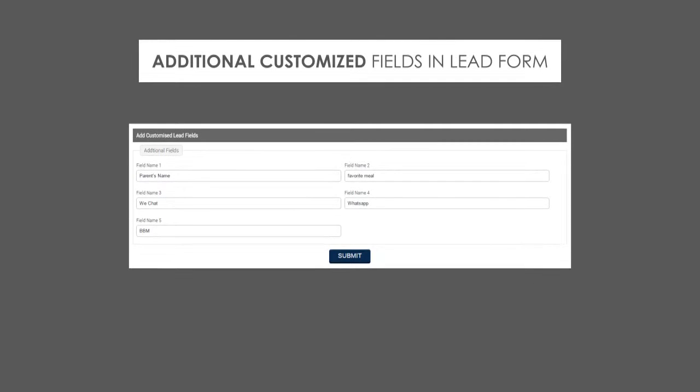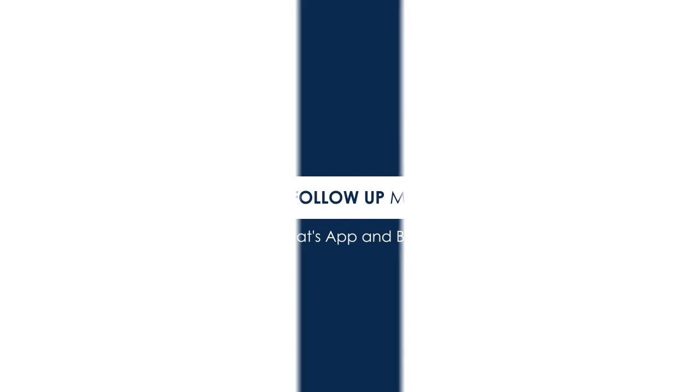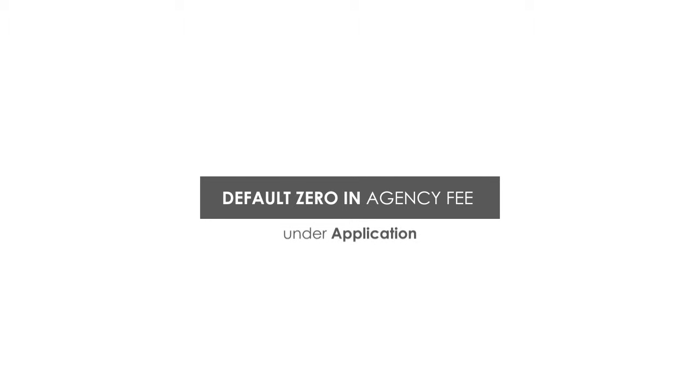So very briefly, in terms of what has been added into version 2.3 includes the following: additional customized fields in the lead form, which will allow every agency to decide what extra information you want to gather from the students. So you can have customized fields. You have new follow-up modes added in your follow-ups as WhatsApp and BBM. Default zero in agency fee under the application fee, which will later be moved to a finance module.